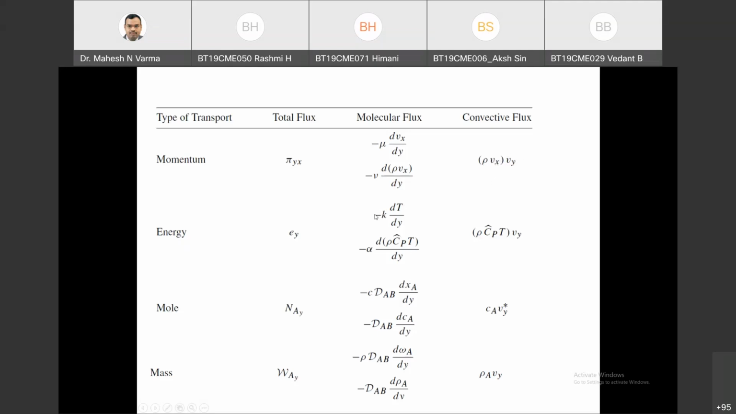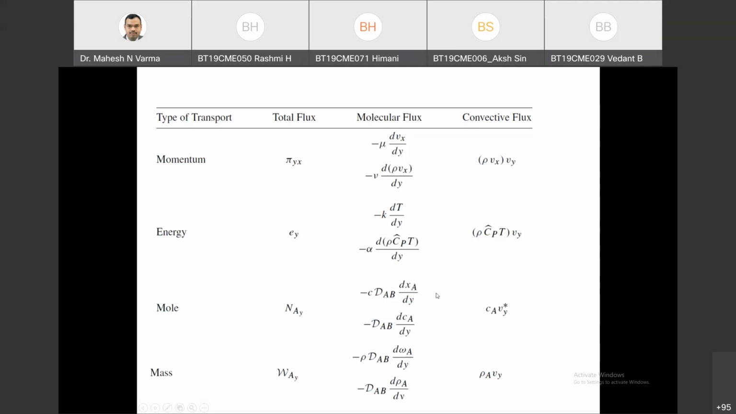Similarly for heat transfer, this is the transport property and this is the gradient of temperature. Transport property is a thermal conductivity. So this is the diffusivity and this is the gradient of quantity per unit volume, that is gradient of heat per unit volume. And this is the heat per unit volume multiplied by velocity. This will give me convective heat flux in y direction. Similarly for mass transfer, this is in molar form, and this is in mass form. So this will be concentration into diffusivity. When total concentration is constant, it will be dCA by dy. So it will be a gradient of concentration.